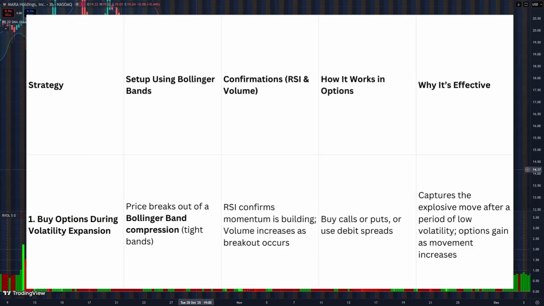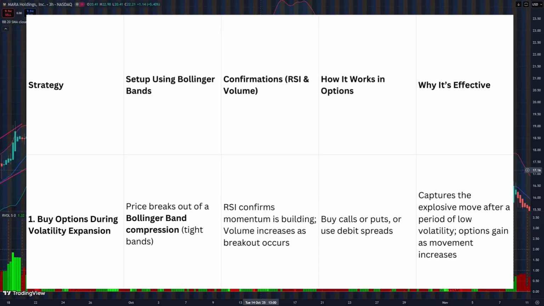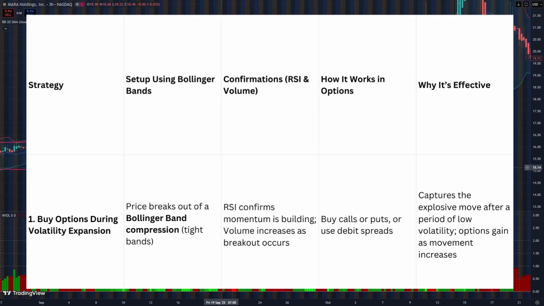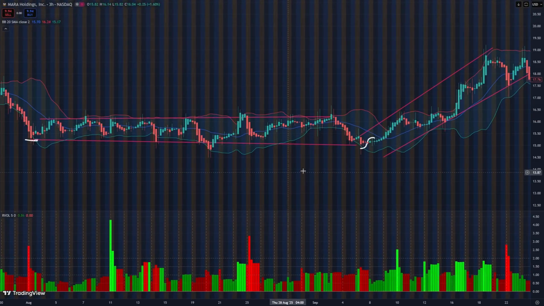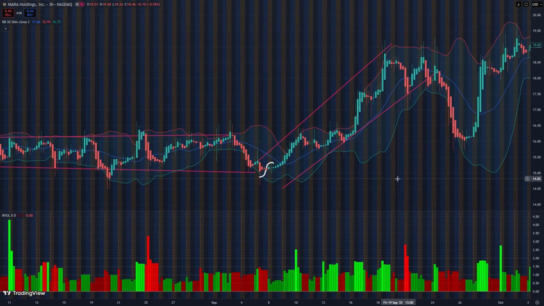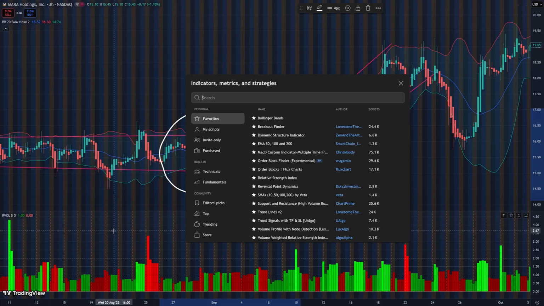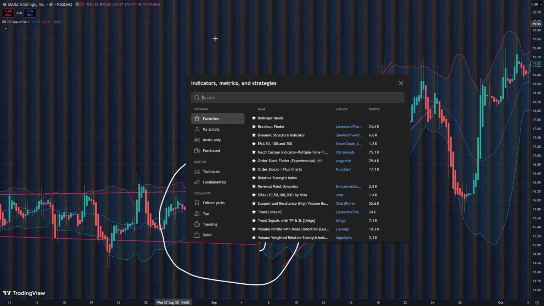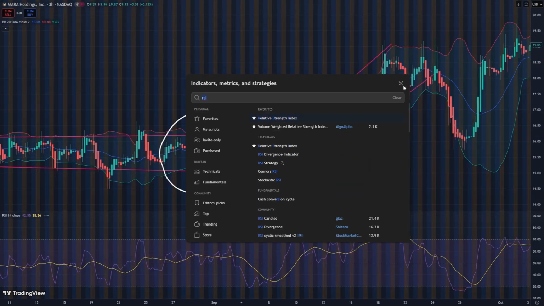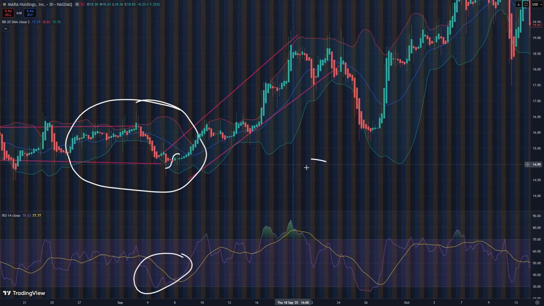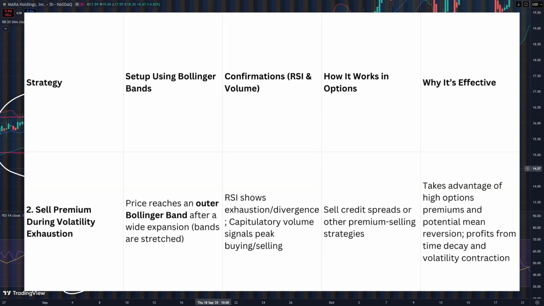Now let's connect all of this directly to the two option strategies. The first strategy is buying options during volatility expansion. When Bollinger Bands are tight, volatility is compressed. RSI is usually neutral. Volume is quiet. That tells you the market is coiled. When price breaks out of that compression, bands start expanding, RSI accelerates, and volume increases. That's volatility expansion. This is where buying calls, puts, or debit spreads make sense, because volatility is expanding, movement is increasing, and options premiums grow with that expansion. You're not guessing direction, you're trading the release of pressure.